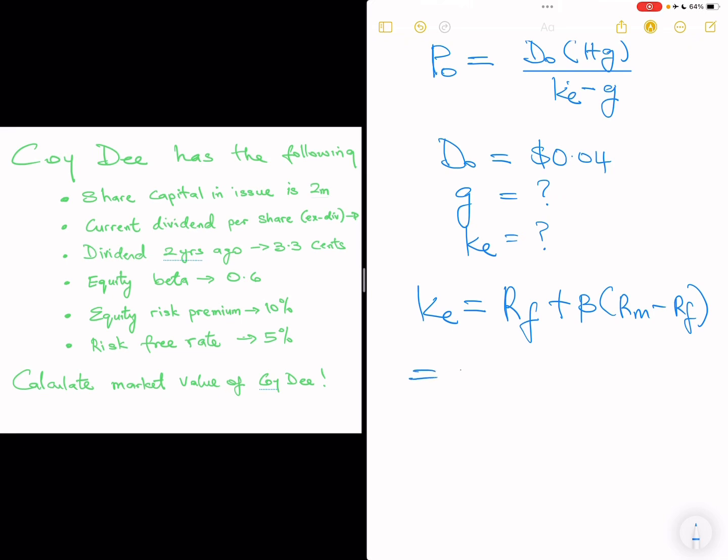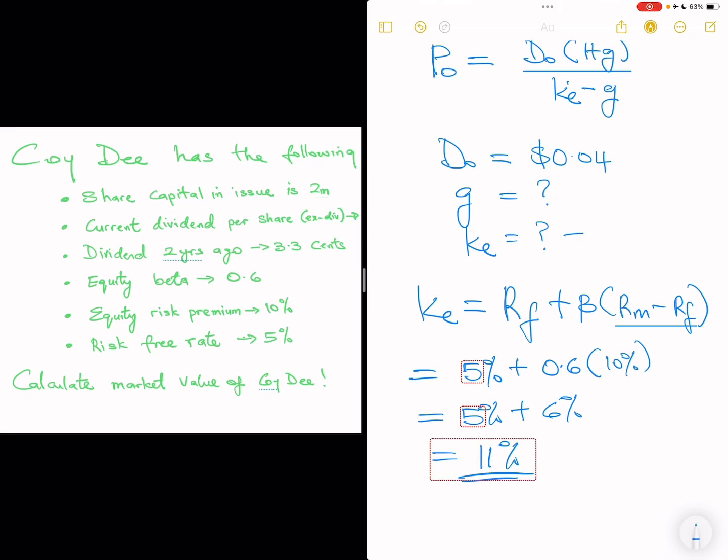So using the CAPM formula, cost of equity equals RF, the risk-free rate of 5%, plus beta, which was given to be 0.6, times the return on market minus the risk-free rate. Return on market is not given, but we're given the equity risk premium, which is return on market minus risk-free rate, and that is 10%. So our cost of equity is 5% plus 6%, and that equals 11%.